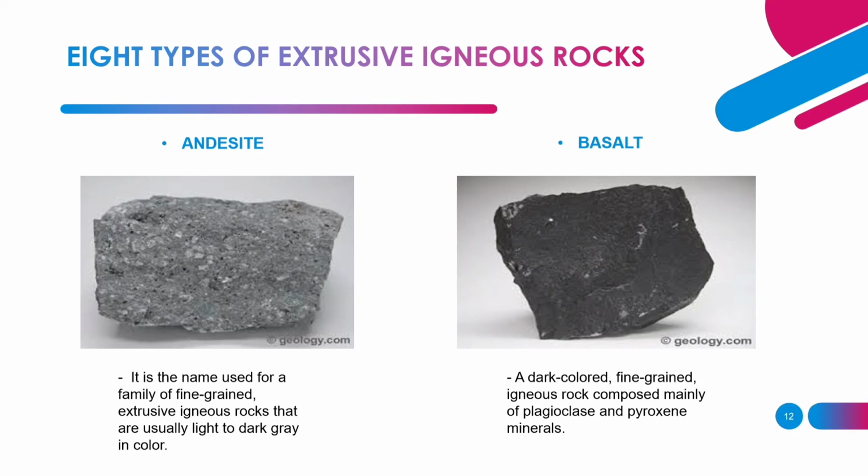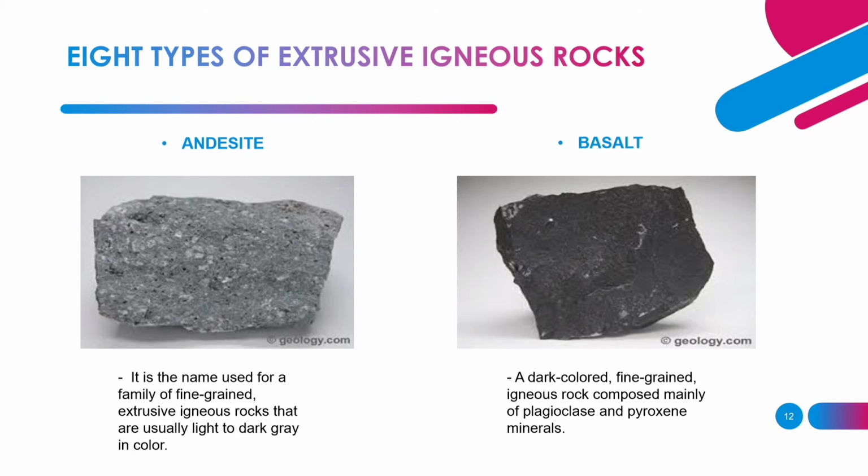Here are the 8 types of extrusive igneous rocks. First is the andesite. It is the name used for a family of fine-grained, extrusive igneous rocks that are usually light to dark gray in color. Andesite is typically found in lava flows produced by stratovolcanoes. Since these lavas cool rapidly at the surface, they are generally composed of small crystals.